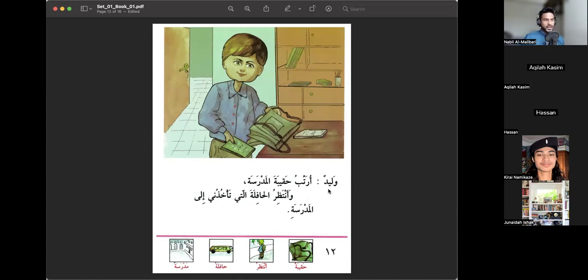Okay, Waleed says, Urattibu Hakibatal Madrasati. Urattibu Hakibatal Madrasa Wa Antadiru Hafila التي تأخذني إلى المدرسة. أكيلا. أتيكا سوري. Okay. I arrange my bag, my school bag, and then I wait for the bus that will take me to school. Very good, أحسنت. Well done.